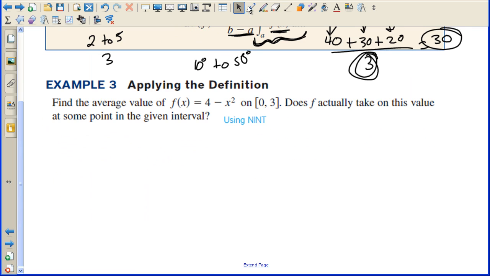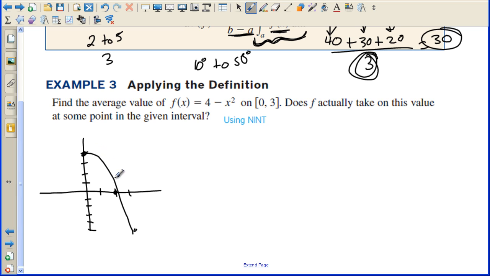In example 3, we want to apply the definition, and we want to find the average value of f of x equals 4 minus x squared on 0 to 3. Does f actually take on this value at some point in the given interval? So let's look at what the graph looks like. It has a y-intercept of 4. It has a 0 at 2 and -2, but we're only worried about 2. And then we're going all the way to 3. So if we plug 3 in, we get 4 minus 9, which is -5. So the parabola looks something like that.